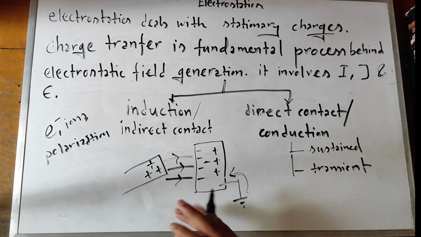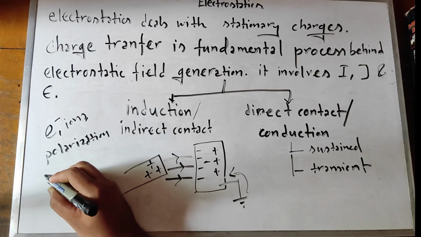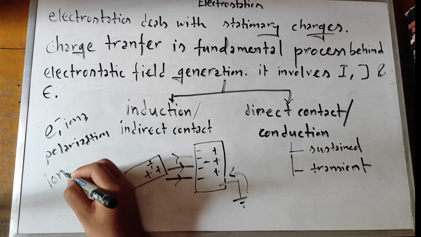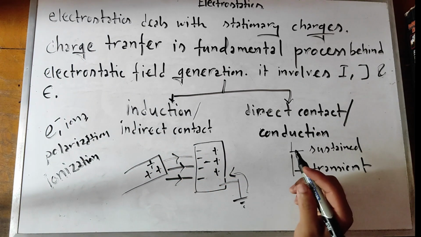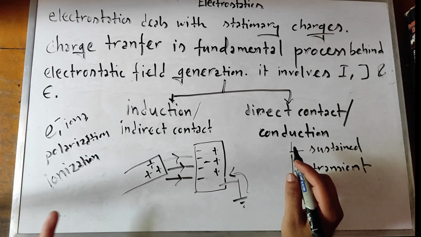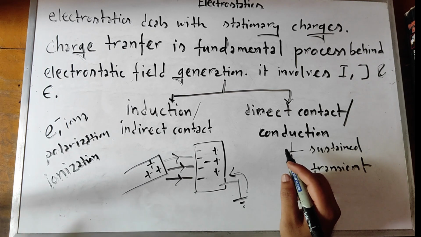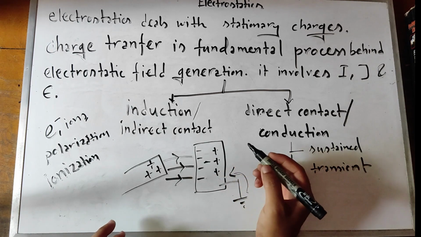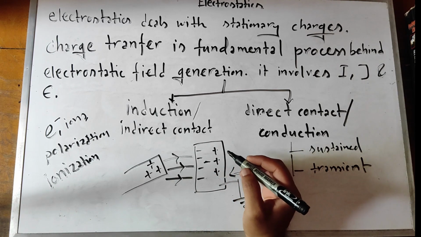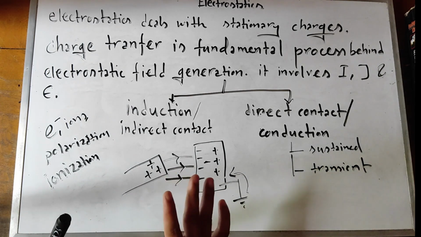So the limiting factor of polarization is ionization. Ionization is the process of producing free charge carriers like electrons and ions. Polarization is just the separation of positive and negative charge, but the body remains net neutral. So this is induction in brief.